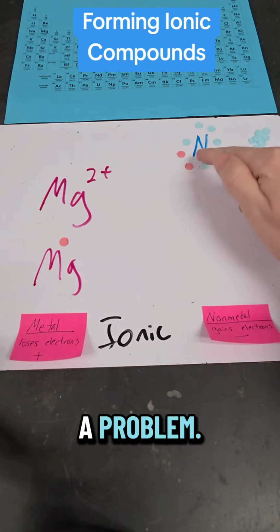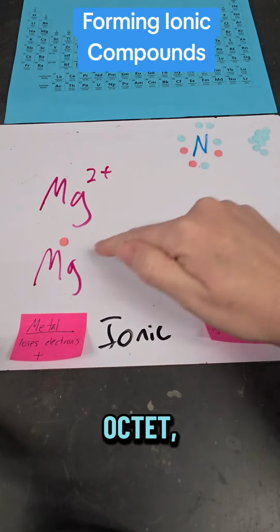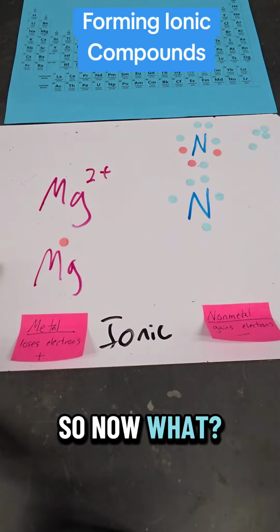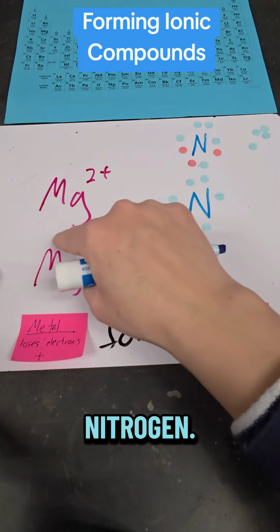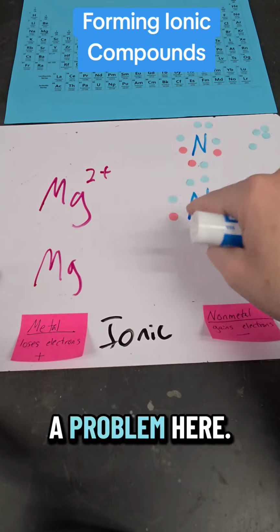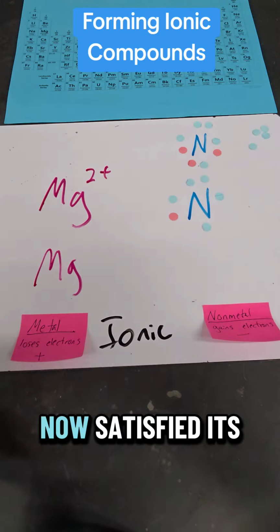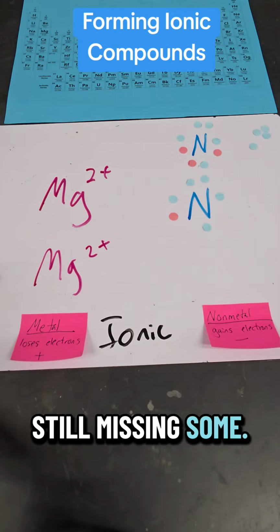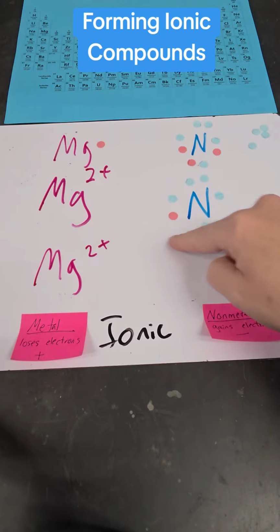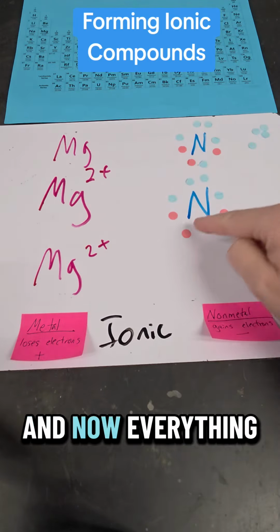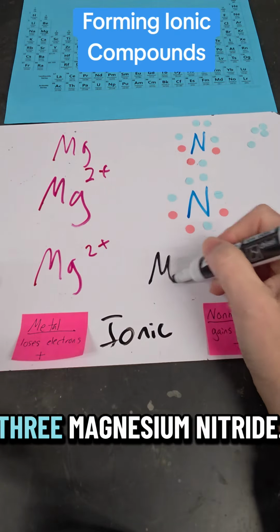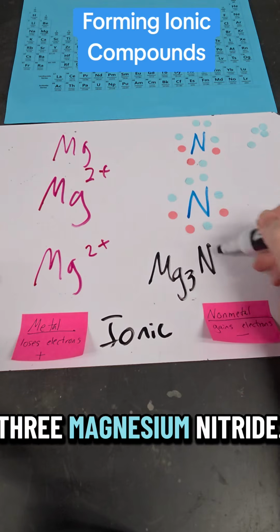But now we have a problem. Now this nitrogen has a satisfied octet, but this magnesium still has 1 left over. So now what? Right again, we bring another nitrogen. Oh, still got a problem here. This magnesium has now satisfied its octet. That nitrogen is still missing some. Here we go. And now everything has satisfied the octet rule. And so you can see that we have 1, 2, 3 magnesiums, 2 nitrogens.